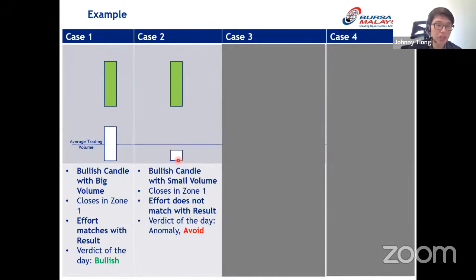We did not put in a lot of effort, but it shows a good result. So the effort does not match with the result. So the verdict of the day is anomaly. So we try to avoid.